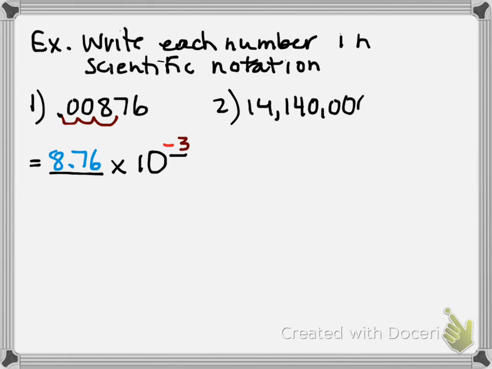14,140,000? So again, I know I'm going to get some decimal between 1 and 10 times 10 to some sort of power. Now what kind of sign am I going to get on mine? Yeah, it's a very large number, so we're going to get a positive here. Okay, and what would the decimal be that would be between 1 and 10? Kenzie, what do you think?